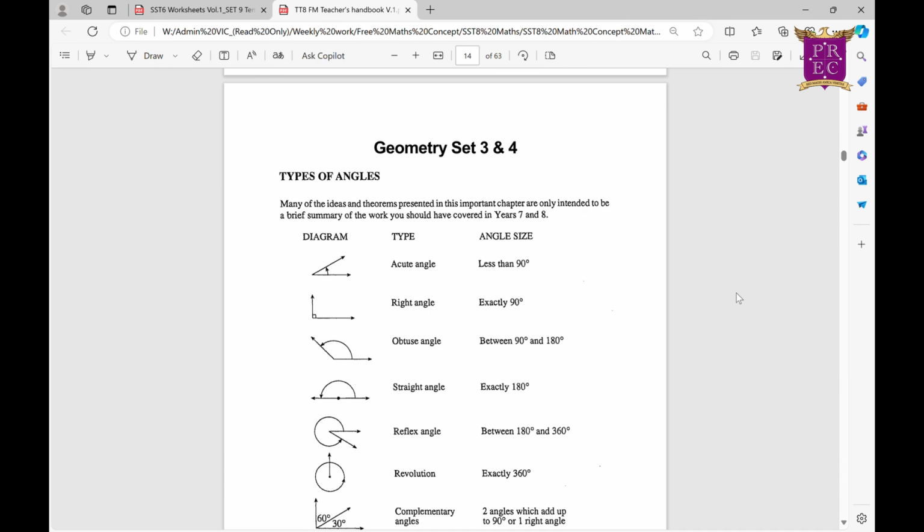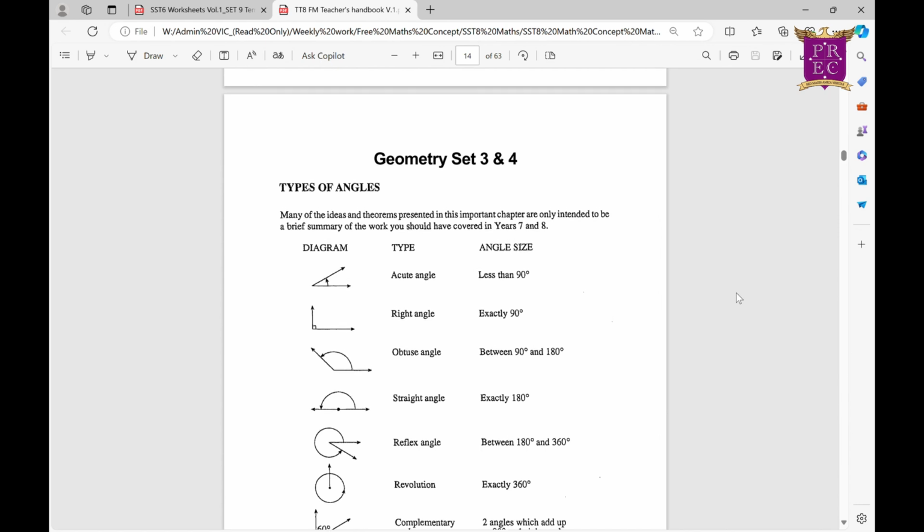Okay, an obtuse angle is an angle that is more than 90 degrees and less than 180 degrees. And then we go to the next one, straight angle, which is a straight line, so it's exactly 180 degrees. A reflex angle is between 180 and 360 degrees. So with the reflex angle, we have a look at the angle on the outside. Okay, so it's not the angle here, it's the angle on the outside.